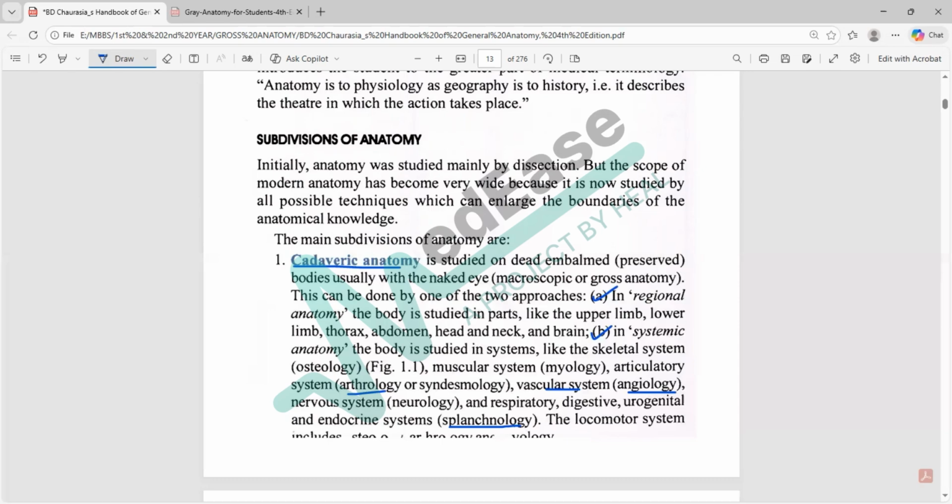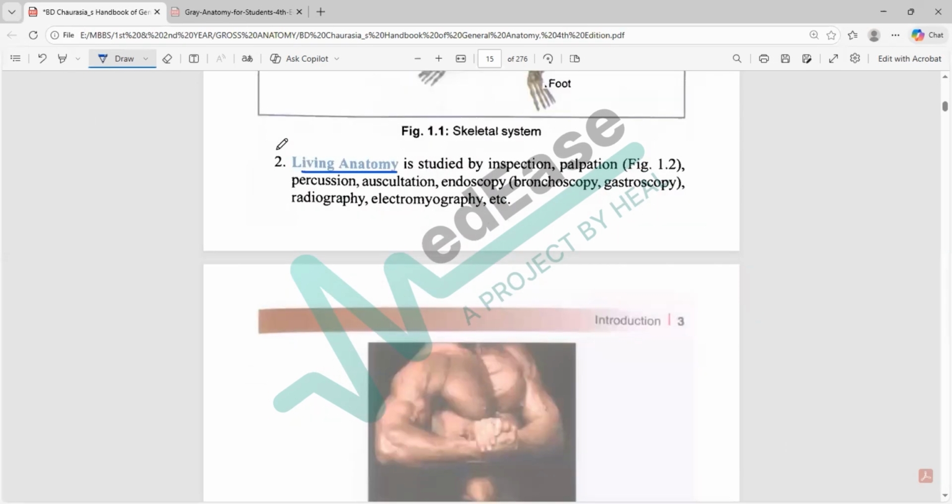Now we move to another type of anatomy, the living anatomy. Living anatomy is studied or observed on the living person, and it involves methods which include inspection and palpation. What is palpation? Palpation means using the hands to palpate specific organs. Then we have percussion, the tapping of specific areas of our body to hear the sound. We have auscultation, endoscopy, radiography, and electromyography. These are living anatomy. These are studied on the living organism to obtain fruitful results.